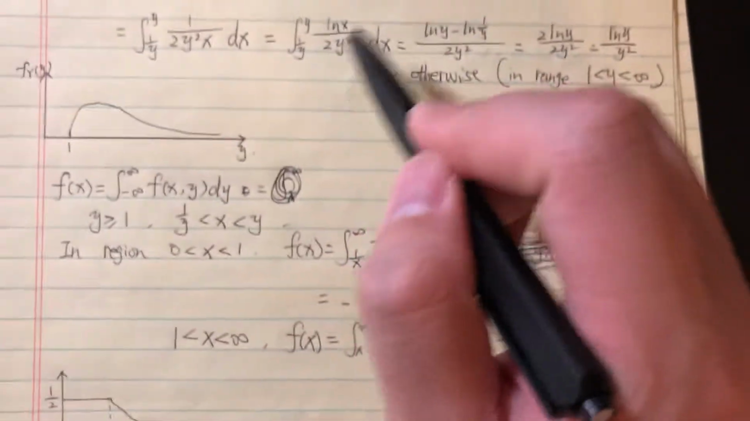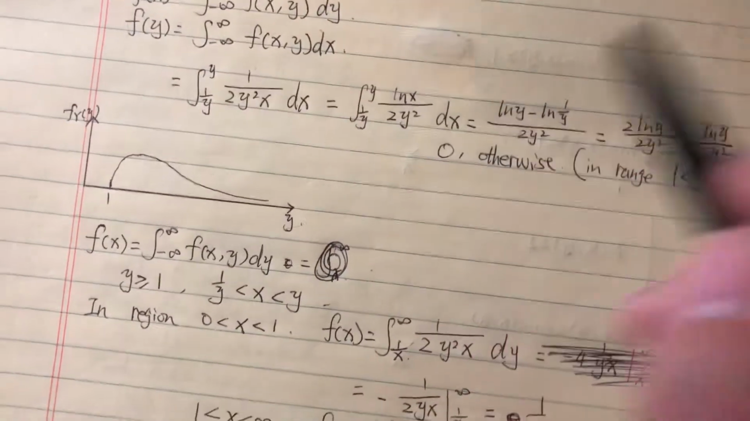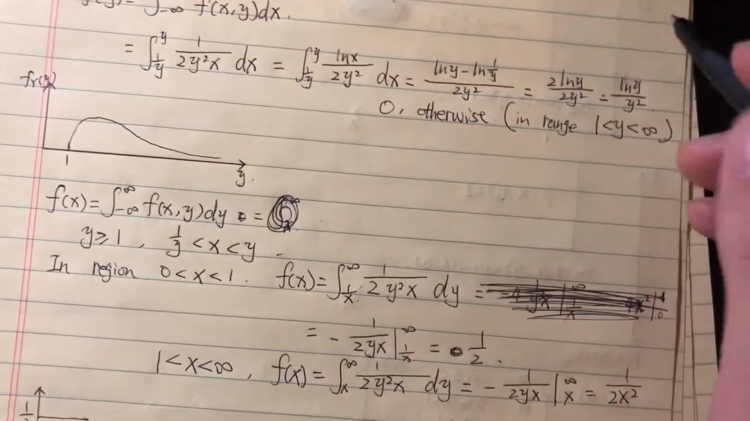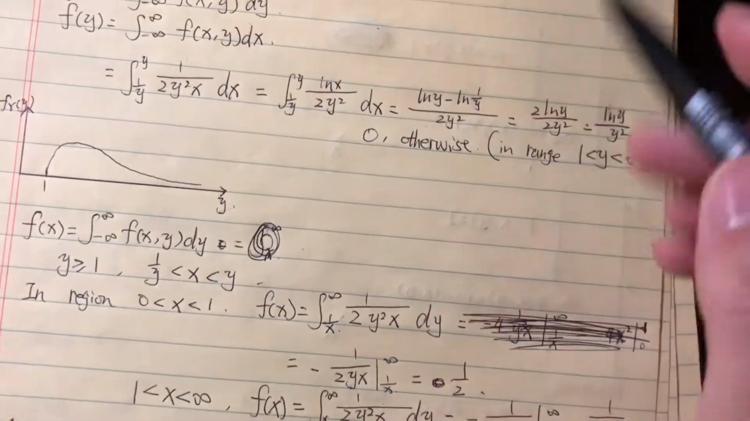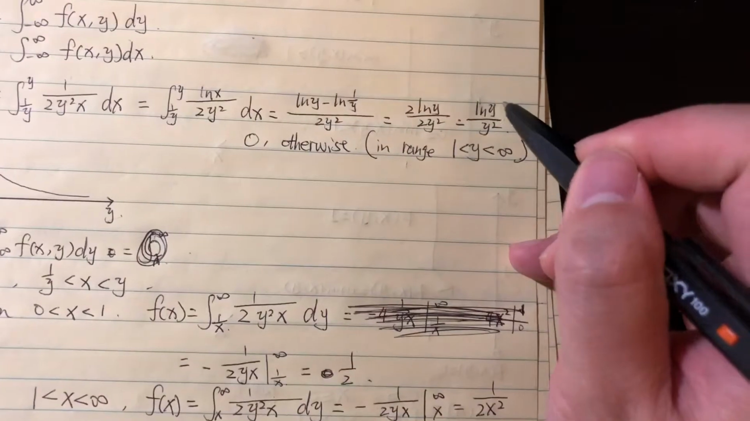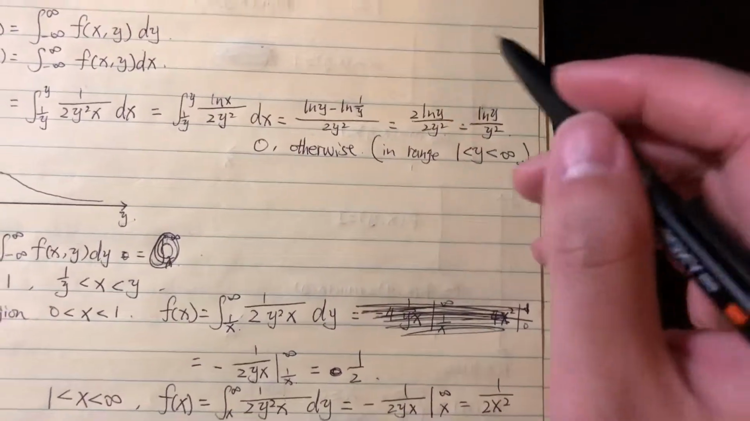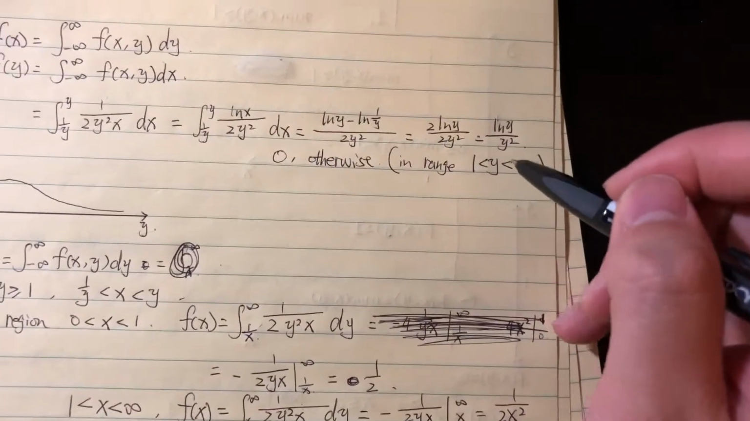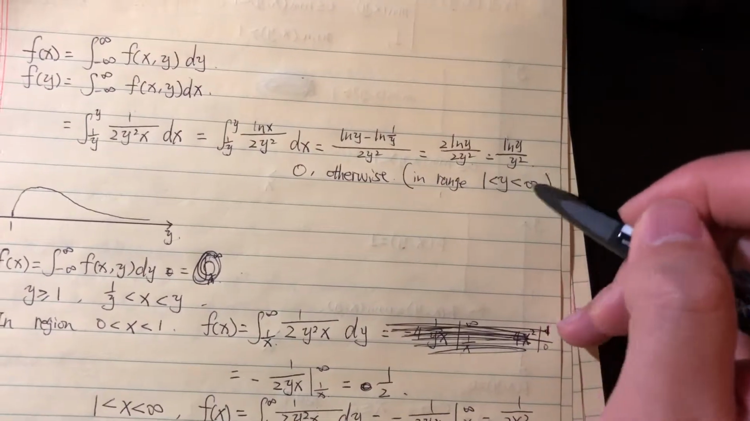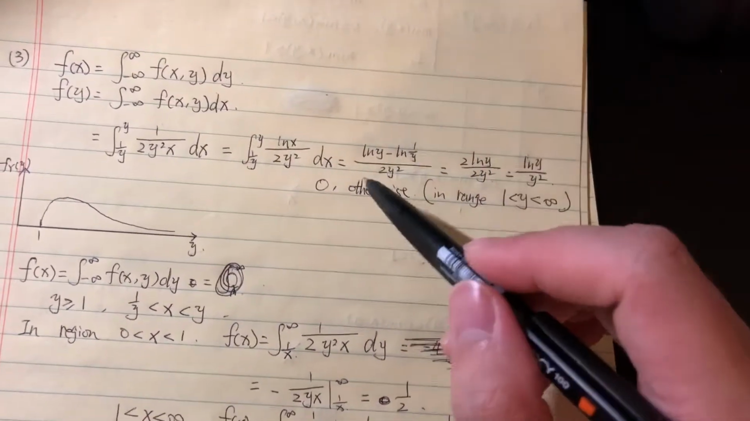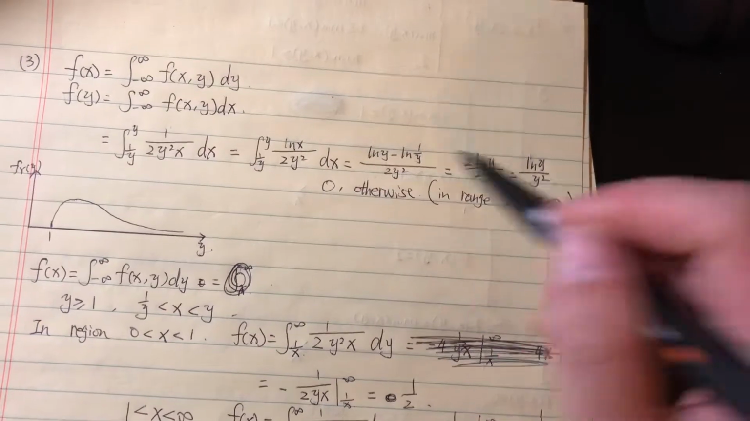So by integrating this, we get ln y over y squared, and this is in the range where y is larger than 1. Otherwise, when y is smaller than 1, it is going to be 0.